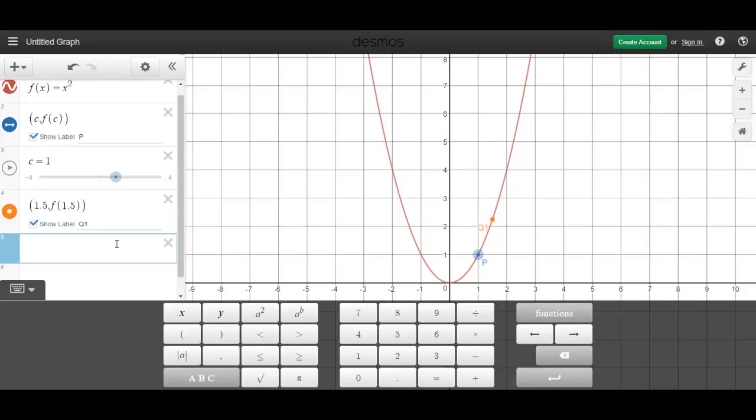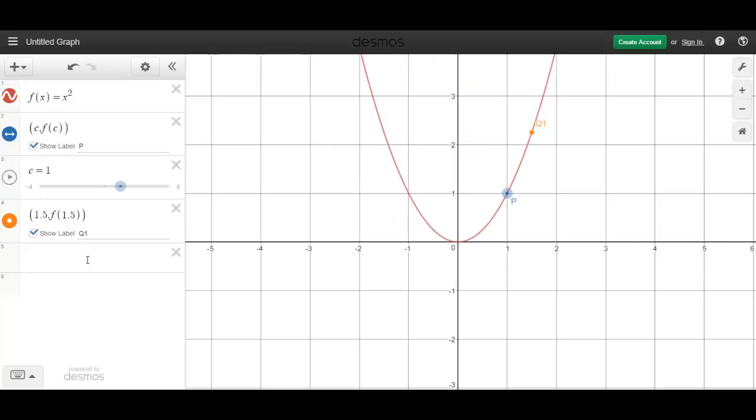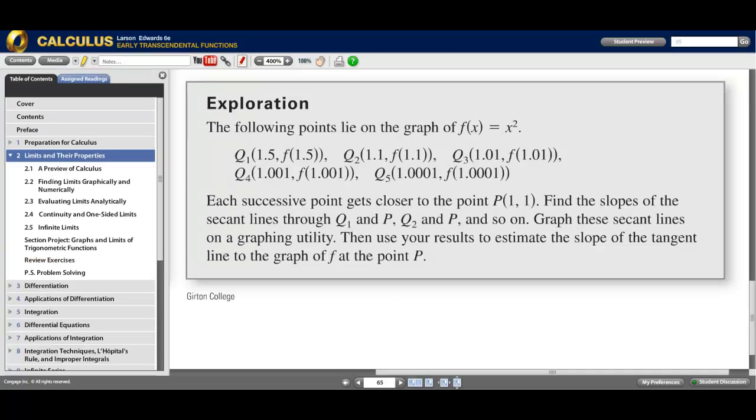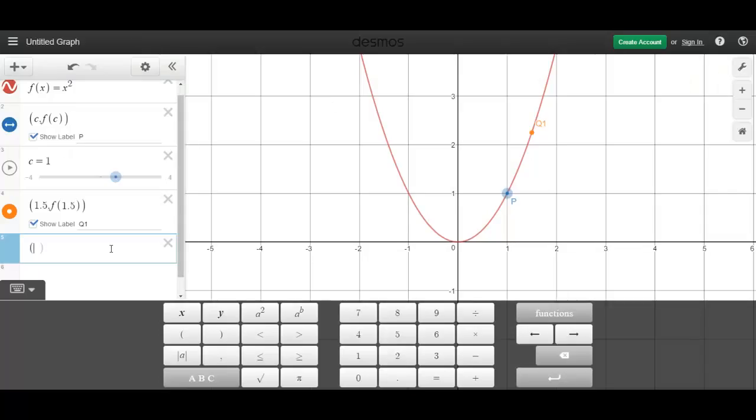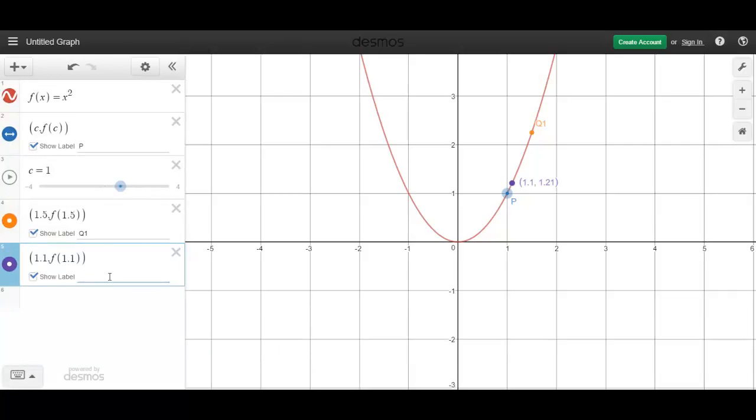Let's pick another point. Now let's zoom in because these are going to get on top of each other pretty soon here. The other point was 1.1 comma 1.1. So now we see the pattern: 1.01 comma f of that value, 1.001. Okay, so let's plot these points. So 1.1 comma f of 1.1, let's label that as Q2.